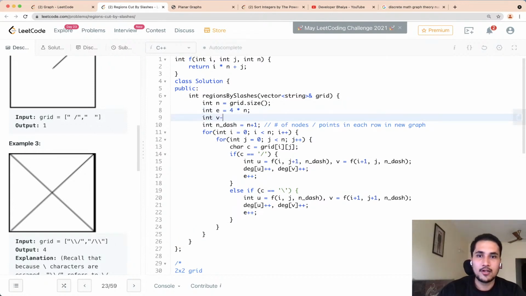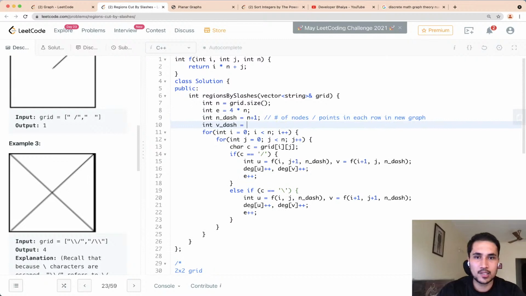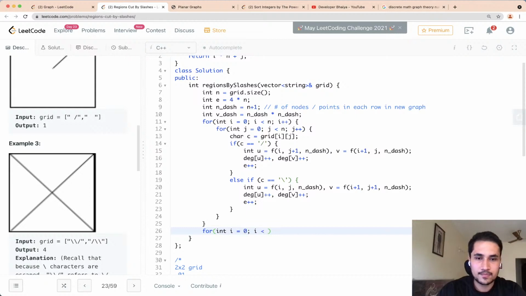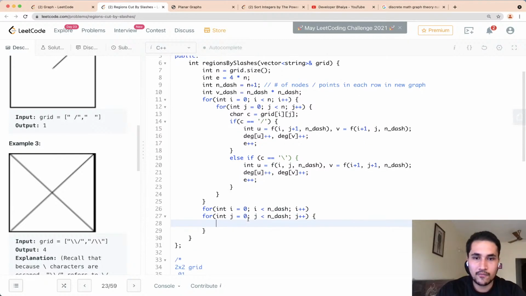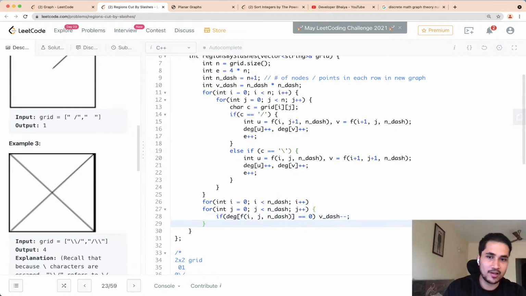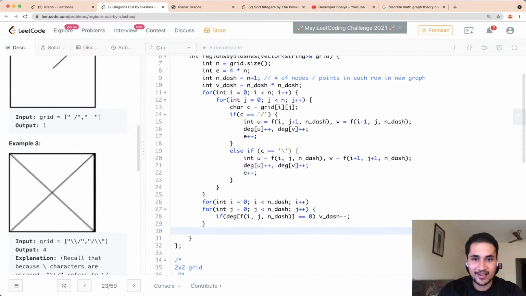The number of nodes, int v dash, the number of vertices in the new graph, is n dash star n dash, right? It's a square matrix. And now what do we have to do? Basically, you have to iterate i is less than n dash, i plus plus, iterating on all the nodes of the new graph. And now if degree of f of i comma j comma n dash is 0, basically v dash minus minus. So this node is not there in our graph.